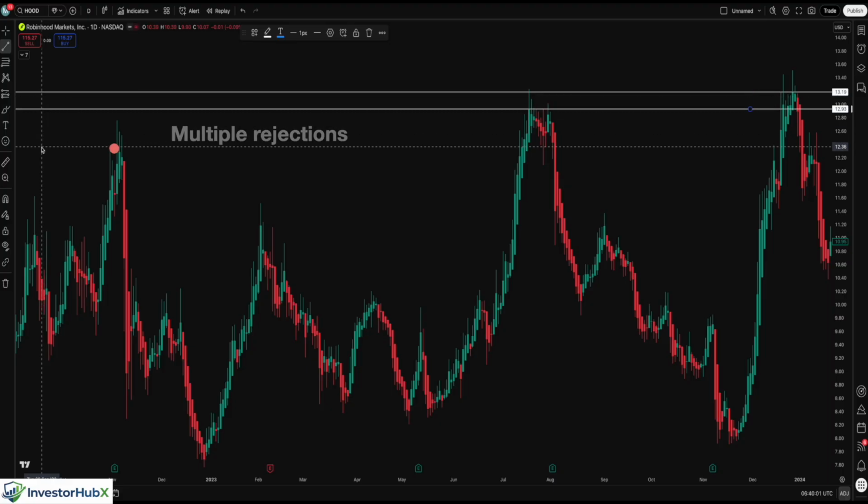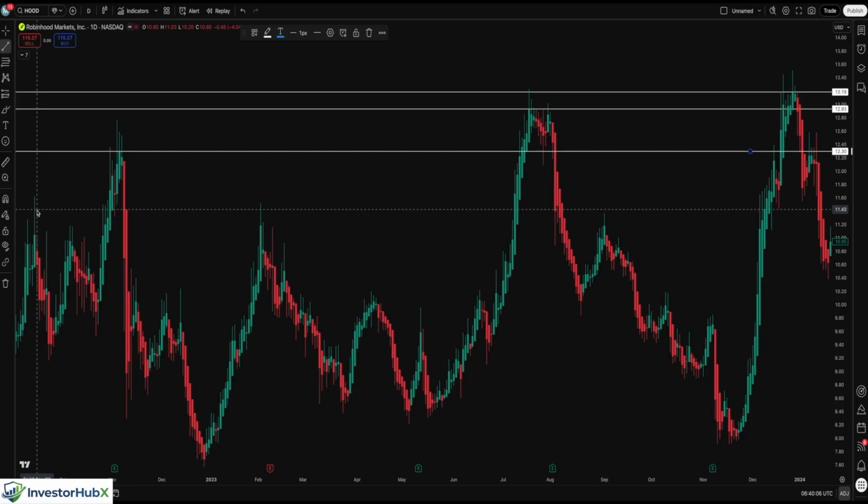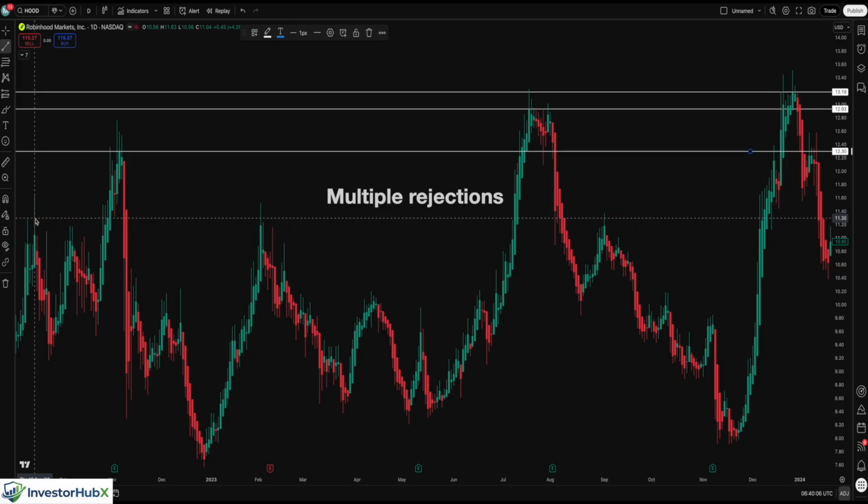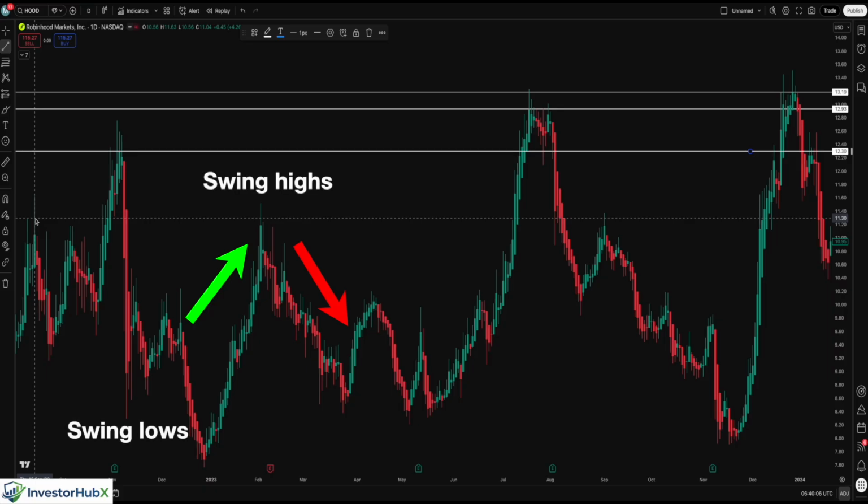Moving to the next area, we again see multiple rejections. The moves are drastic, and once again, the level is obvious on the chart. In this area, the story is the same. There are multiple rejections, the moves are drastic, and we can clearly see swing highs and swing lows forming around the level.